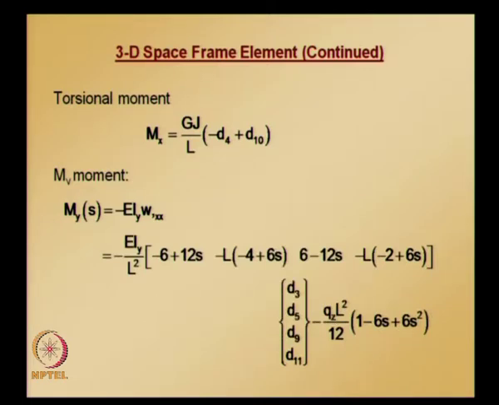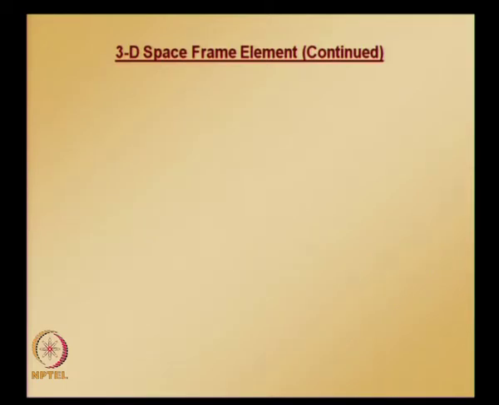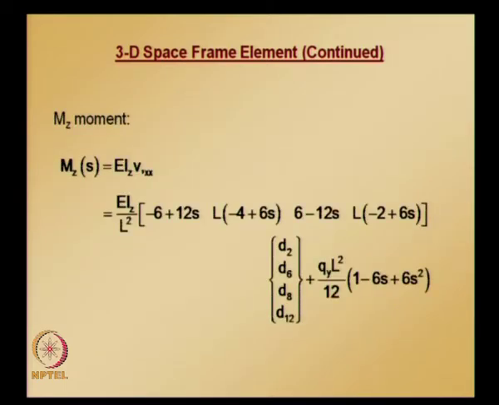The second part of this equation is fixed end solution correction coming from the case for uniformly distributed load. Moment Mz is given by this.